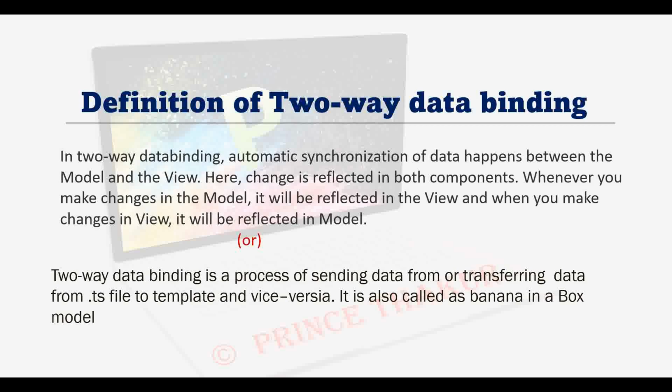In two-way data binding, automatic synchronization of data happens between the model and the view. Here changes are reflected in both components. Whenever you make changes in the model, it will be reflected in the view, and when you make changes in the view, it will be reflected in the model. In simple words, two-way data binding is a process of transferring data from the TS file to the template file and vice versa. It is also called banana in a box.